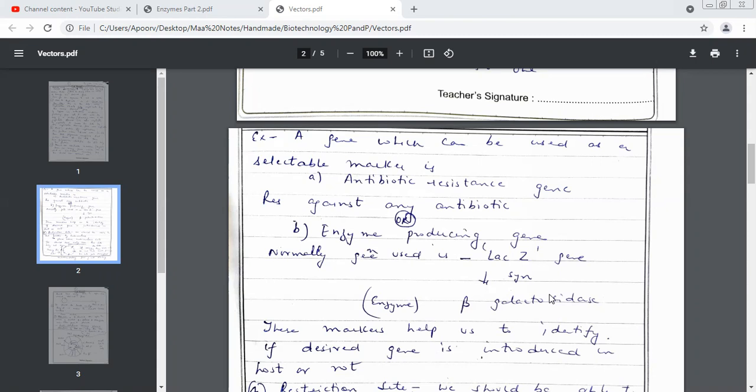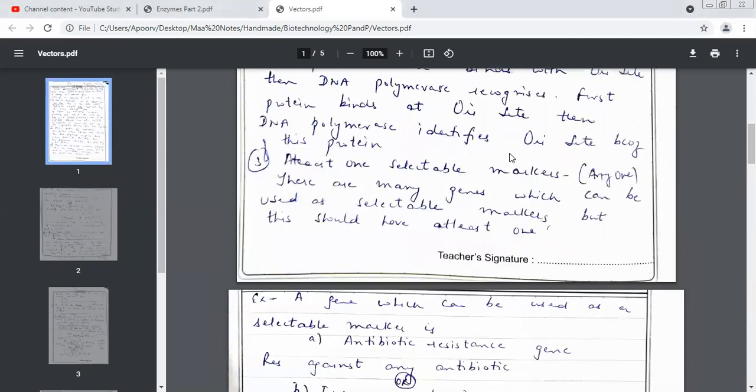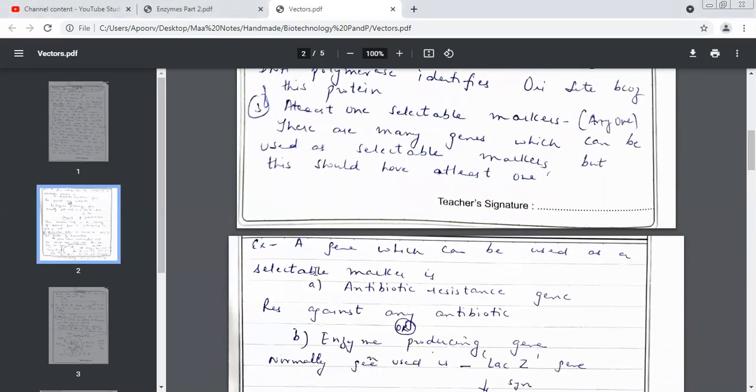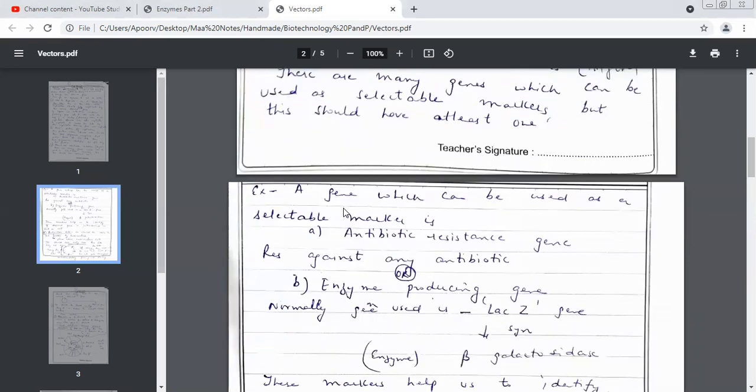Selectable marker. When I say selectable marker, I'm talking about a gene. So the third characteristic of a vector is that it should have at least one selectable marker. That means it should have at least one gene which has this property. Understand very quickly now what this selectable marker is. A gene which can be used as a selectable marker is, for example, an antibiotic resistant gene.